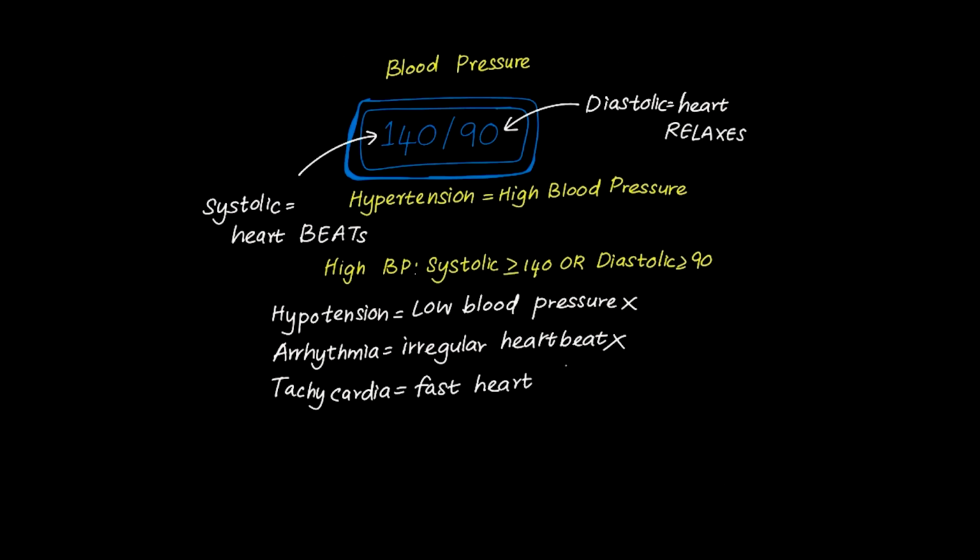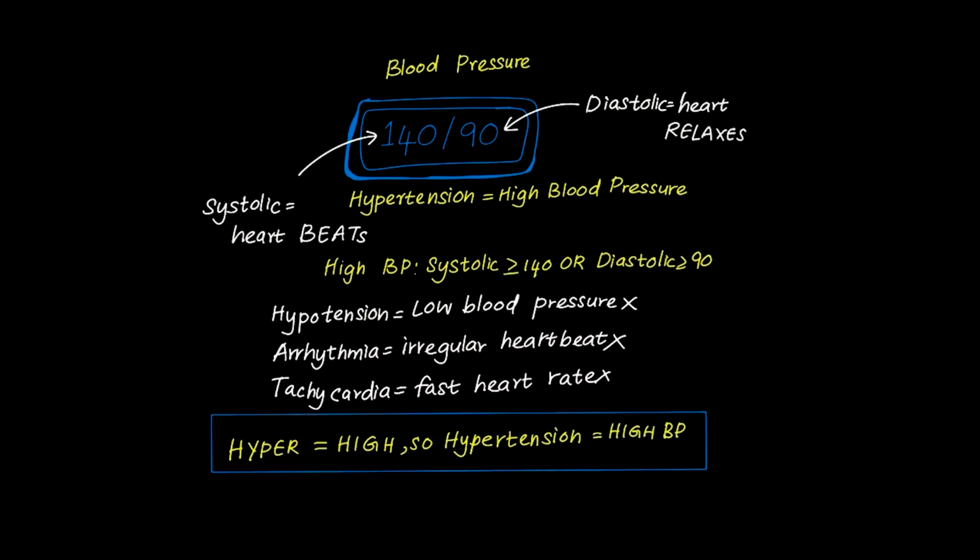Here's a WGU C458 OA exam tip for you. Hyper means high. Hypertension means high blood pressure. Quick recall hook. Hypertension = high pressure.